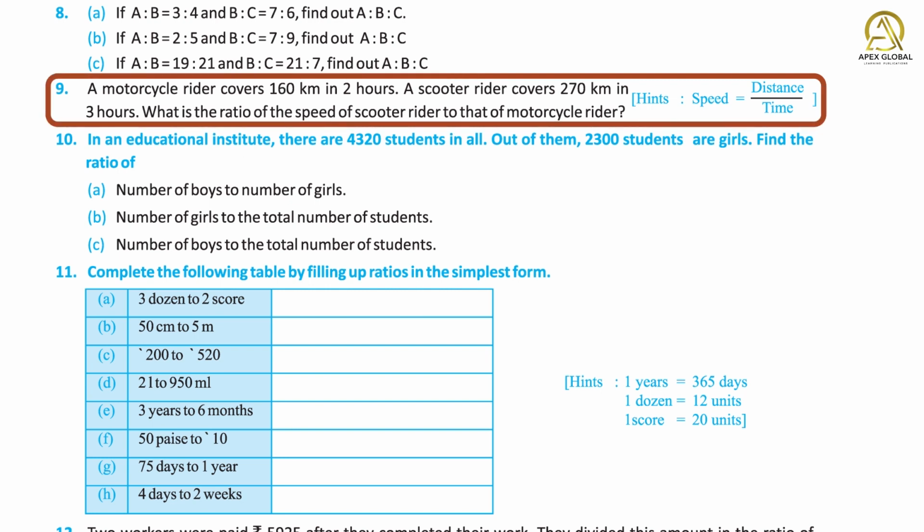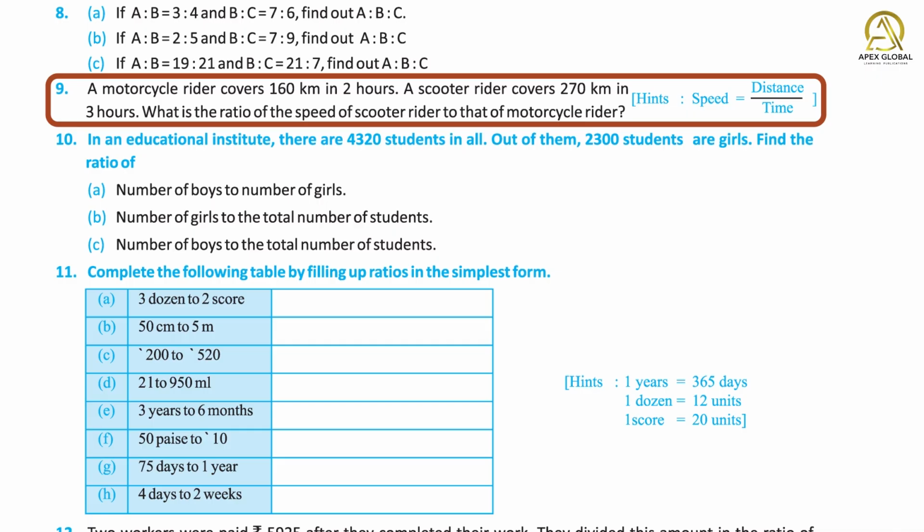Question 9. A motorcycle rider covers 160 km in 2 hours. A scooter rider covers 270 km in 3 hours. What is the ratio of the speed of scooter rider to that of motorcycle rider?